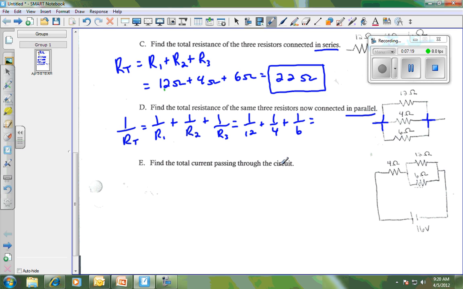Common denominator is going to be what? 12. All right, so that's going to turn out as 1 over 12, 3 over 12 plus 2 over 12. Add them together and we get 6 over 12, which reduces to 1/2. So let's see if you can get this. What is the total resistance? Think about it. 2. Very good.